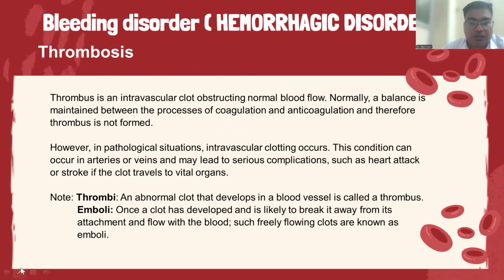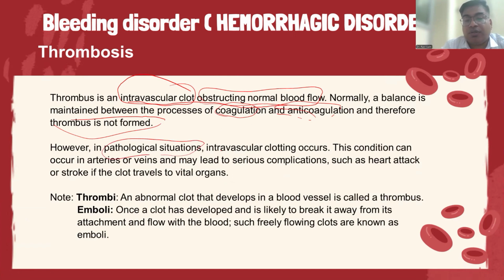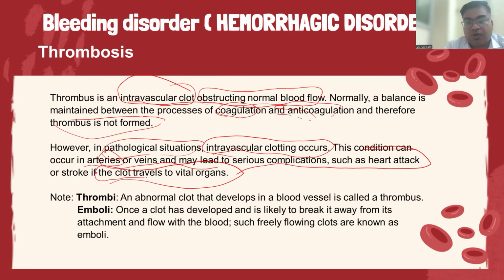The next disorder is thrombosis. It is an intravascular clot which obstructs the normal blood flow. Normally, there is a balance between coagulation and anticoagulation, so a thrombus is generally not formed. But in case of pathological situations, intravascular coagulation could occur. This condition can result in blockage of arteries and veins, which could lead to serious complications such as heart attack or stroke. And this clot could travel to other important vital organs as well.